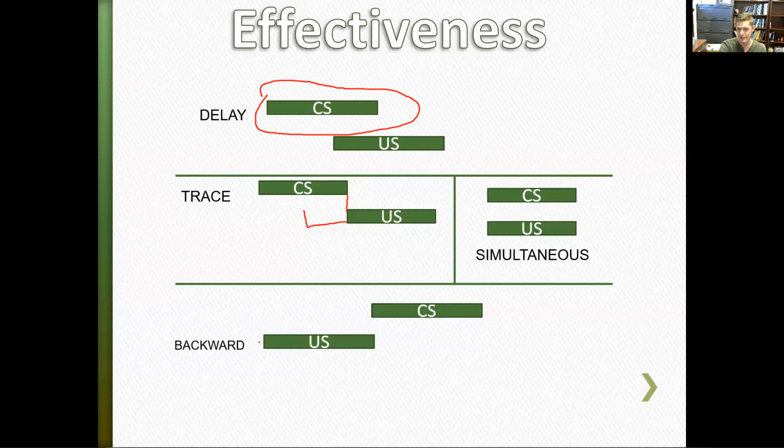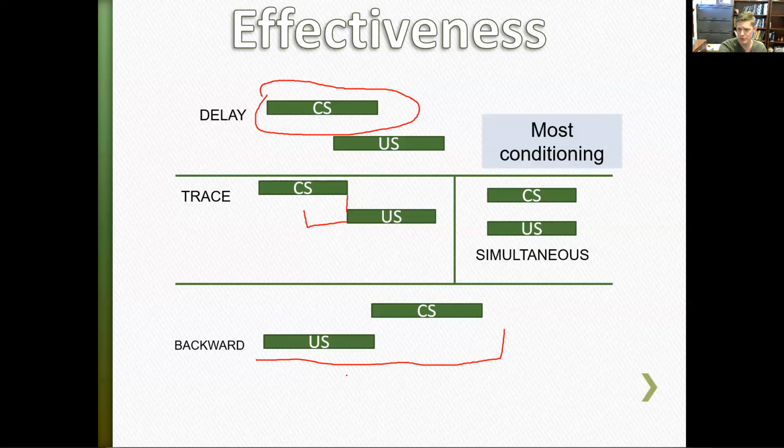This is the least effective in the sense that it doesn't give you any real predictive information of what's about to come because the US has already come. So now why do you even care about this arbitrary bell stimulus that's happening in your environment if you've already gotten the food? In fact, it's really hard a lot of times in animals to get backwards conditioning at all.